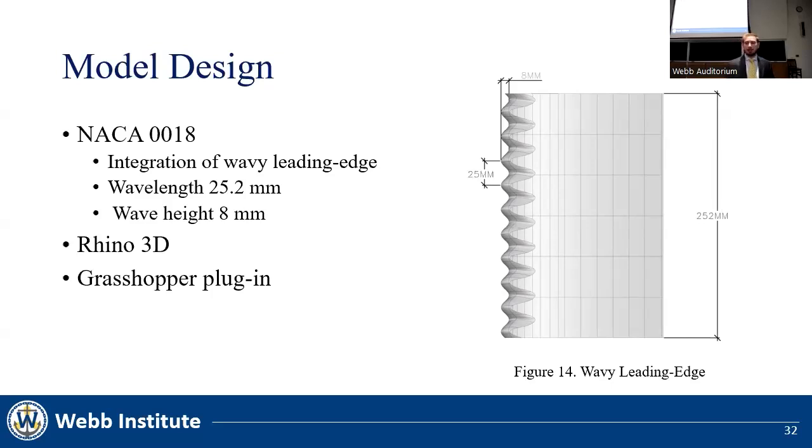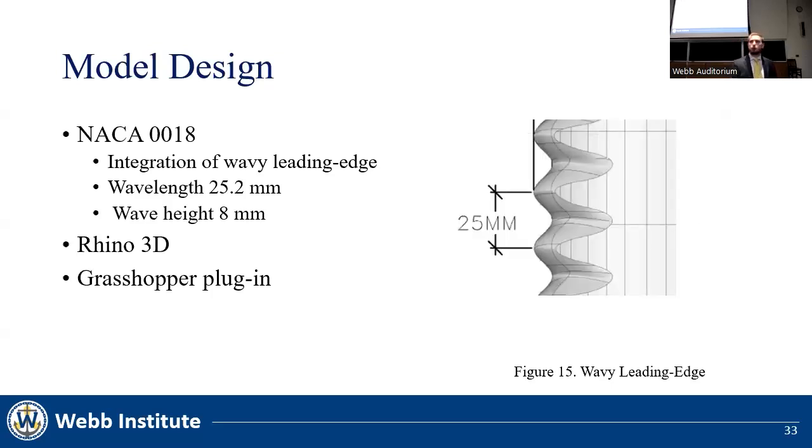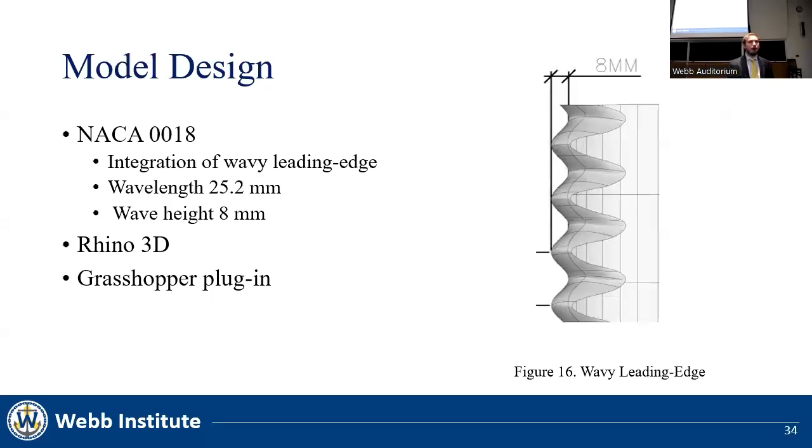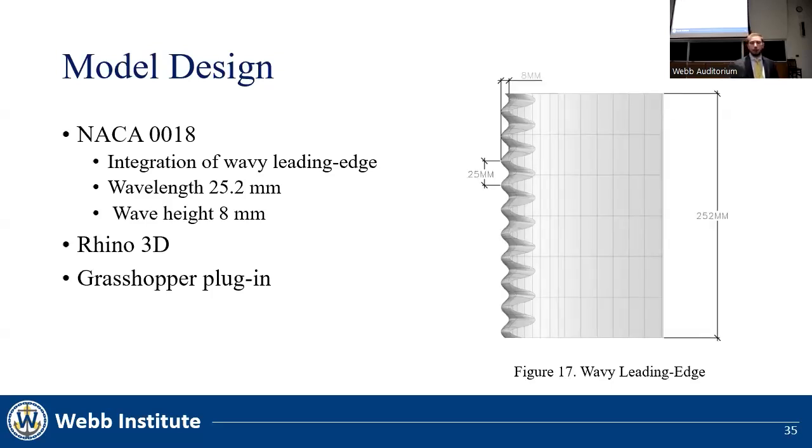A wave was developed on the leading edge of the foil using the characteristics of a wavelength of 25 millimeters and a wave height of 8 millimeters. The wavelength is 10% of the chord, and the wave height is 3% of the chord. These factors were chosen based on the geometry used in similar studies.